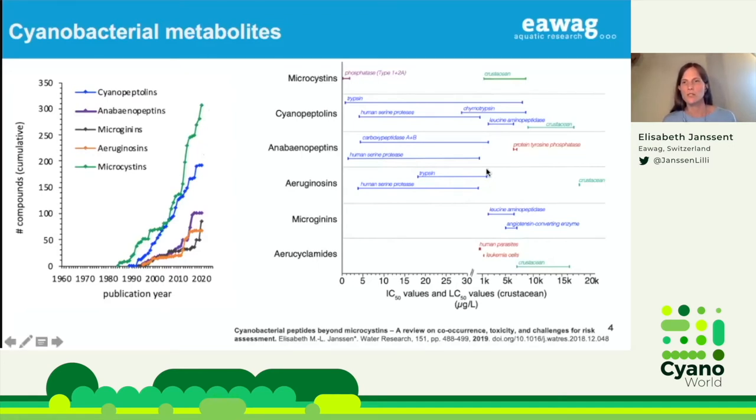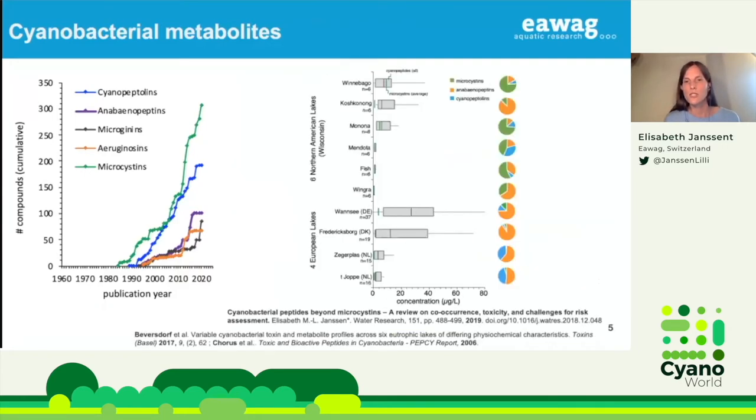On the right side there is also a small summary, not comprehensive, for some cyanopeptide classes. Comparable to microcystins, we find that they can inhibit different enzymes. In blue, those are mostly peptidase inhibitory concentrations, IC50 values from the literature. In green, we have some data on lethal concentration 50 for a certain crustacean that has been tested for different representatives of these classes. So they certainly are bioactive, and they also do occur in impacted surface waters.